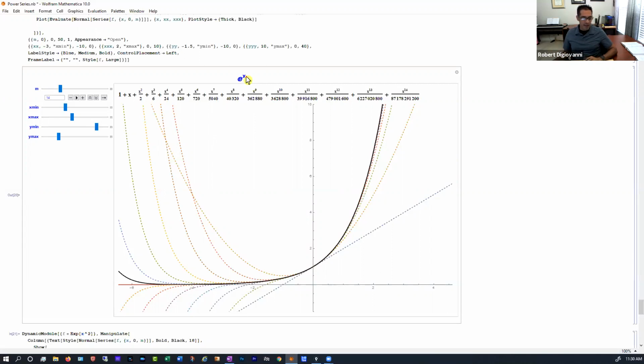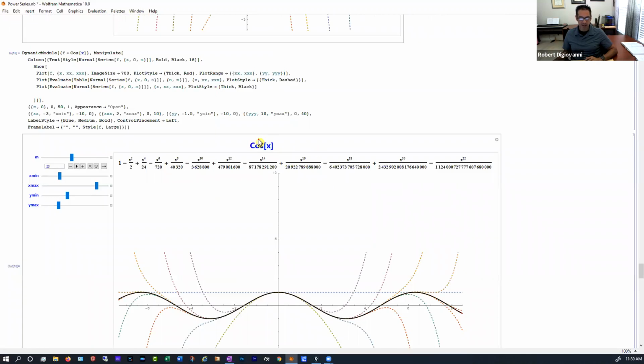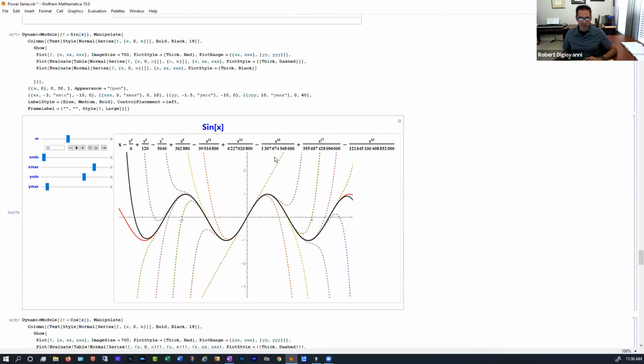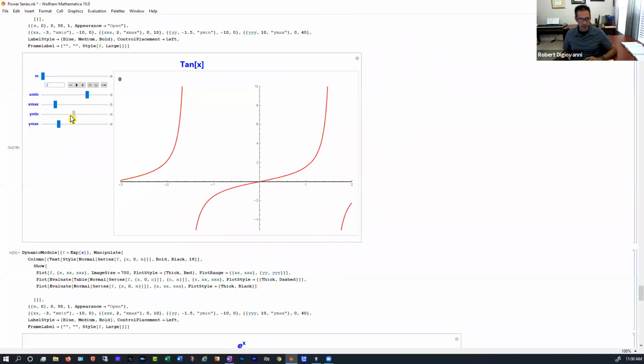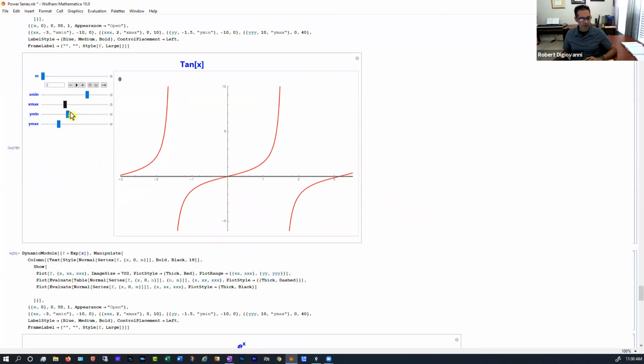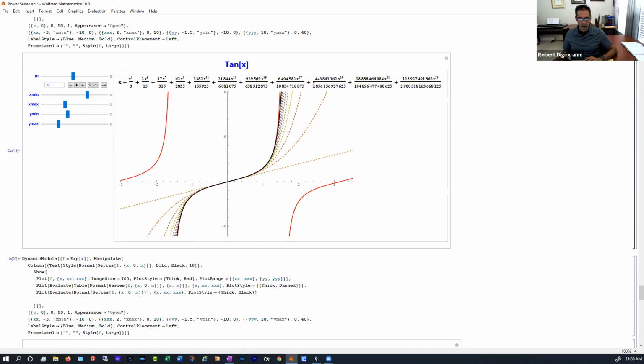How do we get from e to the x to this, right? How do we get from there to there? How do we get from cosine of x to this? How do we get from sine x to this? Here's tangent for you. There's the tangent function. We know that tangent's periodic. If we start cranking this out, here they come. See that? Is this even or odd or neither? Looks odd, doesn't it? Tangent is an odd function.